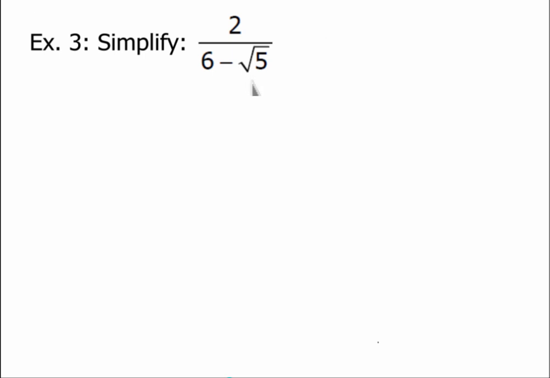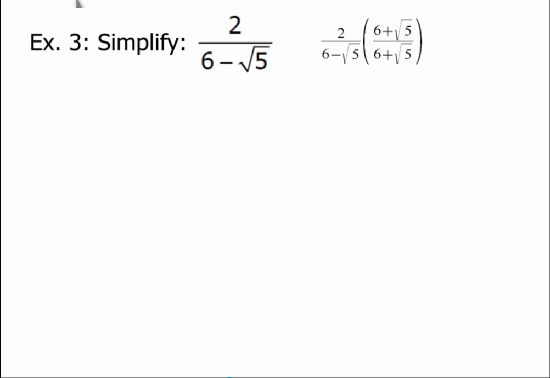Now example 3, I've got a binomial denominator, because I have two terms. I have 6 minus square root of 5. So I need to multiply top and bottom by the conjugate. The conjugate of 6 minus the square root of 5 is simply 6 plus the square root of 5. So I'm going to multiply top and bottom by 6 plus the square root of 5.